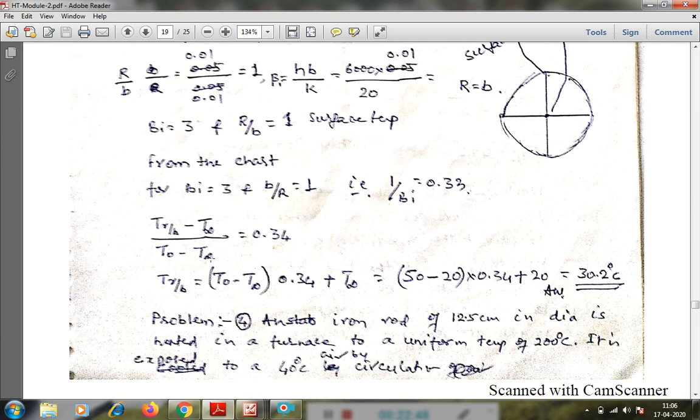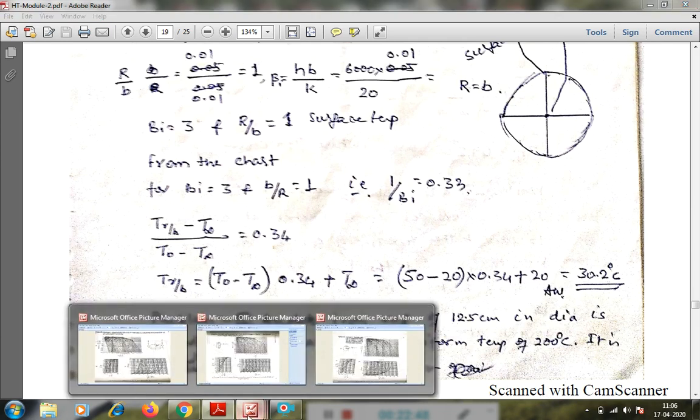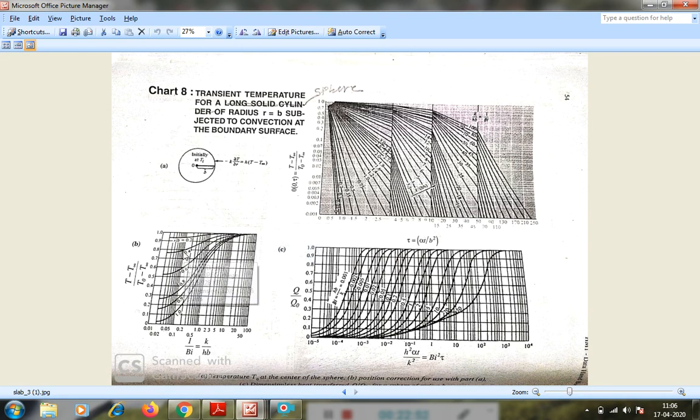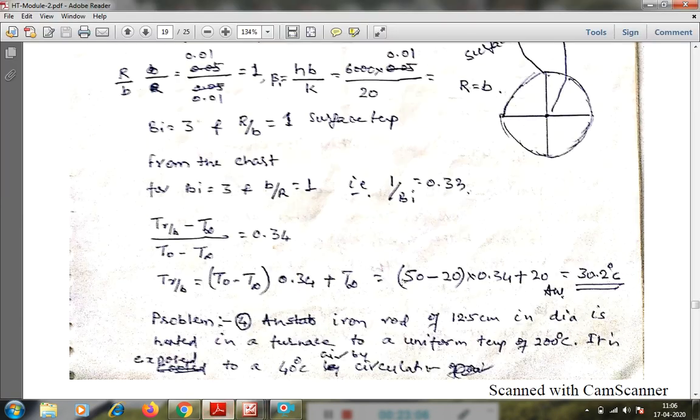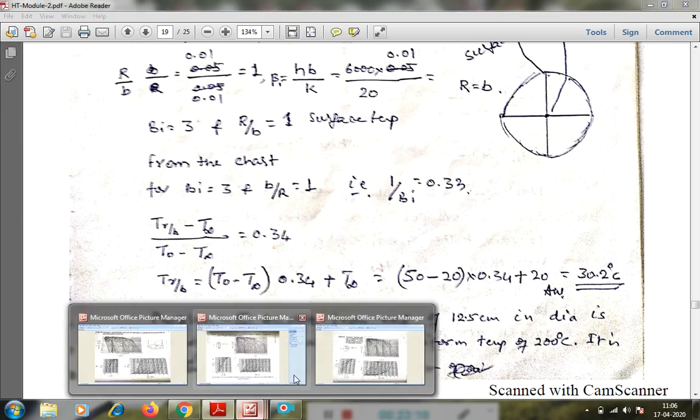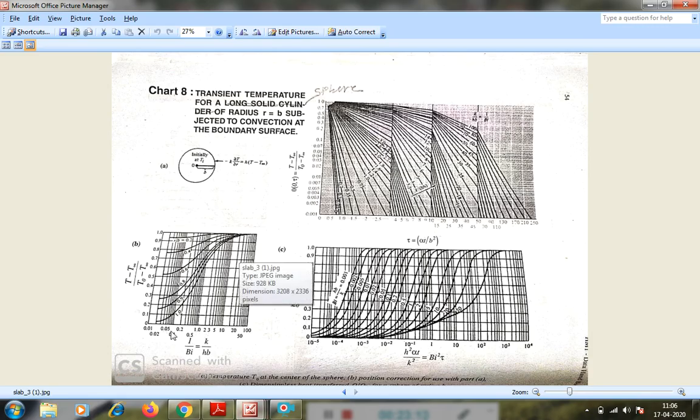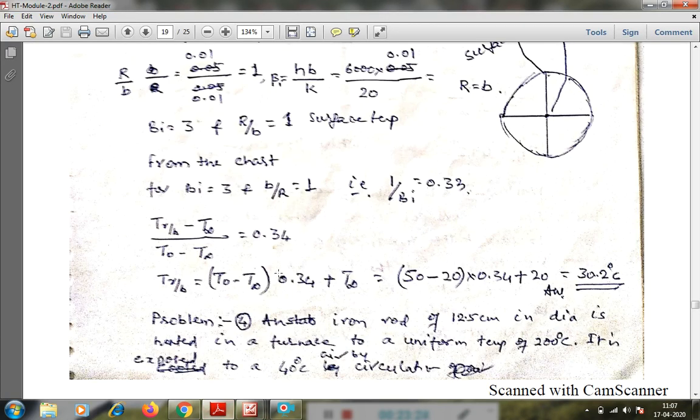T at r by R minus T infinity by T naught minus T infinity, by using the second curve. Here in the second curve we use r by R equal to 1. Then 1 by Biot number is 0.33. Using 0.33, between 0.2 and 0.3 somewhere here, we cut here and get this ratio as 0.34. Then simplifying this equation we get the surface temperature as 30.2 degrees Celsius. Like this, by using the temperature charts we can find the temperatures.